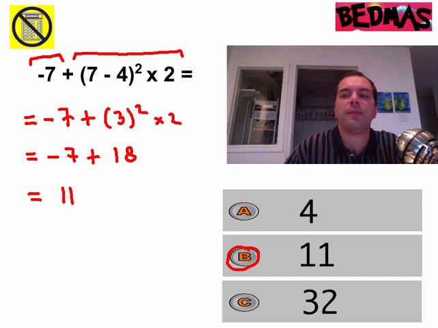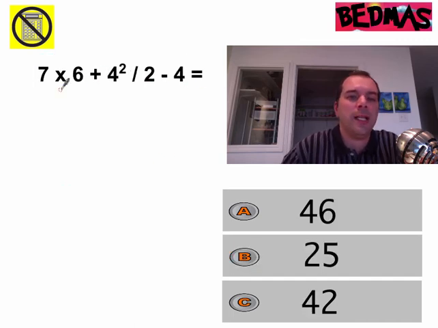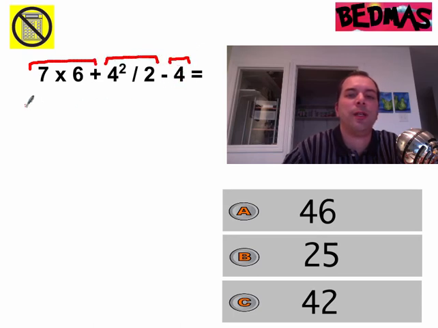Let's check the next one. 7 times 6 plus 4 squared divided by 2 minus 4. You give that a try, stop the video. And now let's check on terms. So I got one term right here, another term right there, and this third term. So that's not going to do anything. So 7 times 6 is 42. Put my equal sign. 42. 4 squared is 16. 16 divided by 2 is 8. Minus 4.